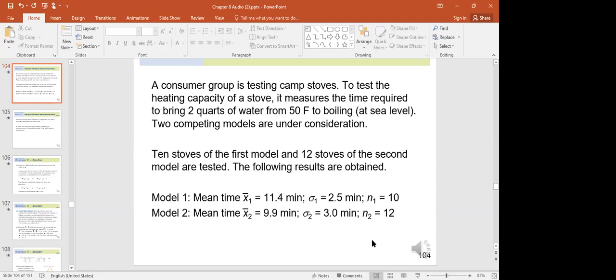Sigma 1 here is 2.5. Sigma 2 is 3. Sample mean 1 is 11.4. Sample size 1 is 10. Sample 2 mean is 9.9. Sample size 2 is 12. So the test was whether they were different. So we are just going to take different, the first option here, and calculate.